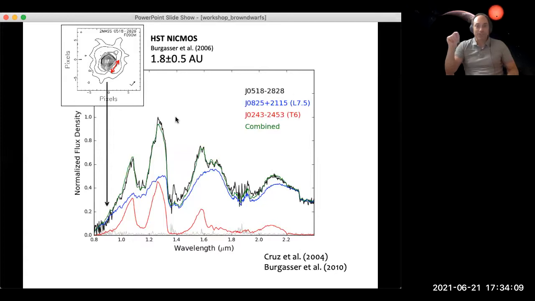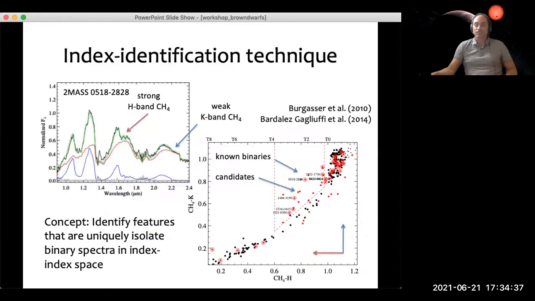In fact, this is right at the limit of what Hubble can do. Most people would argue that this is not very convincing, but we're very convinced this is a binary. This is an example of how we can use spectra to discover new binary systems, which in turn will allow us to make mass measurements, one of those fundamental properties for brown dwarfs. So this is going to be one of the science projects if you're interested in signing up for it.